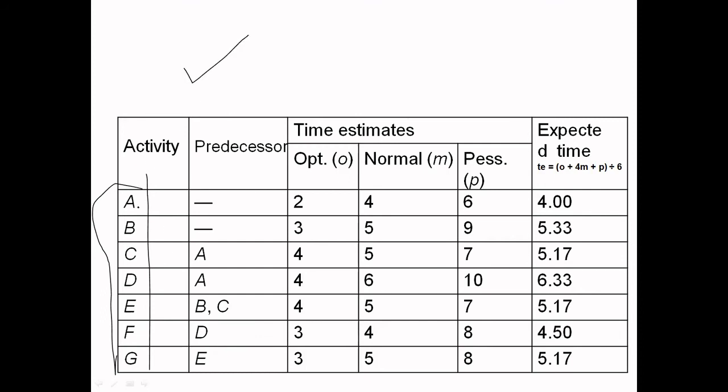To do activity A, there is no predecessor required to be completed. You can start the work of A directly. B also can be started directly. It is not required to complete any pre-activity before that. You can start A and B directly.